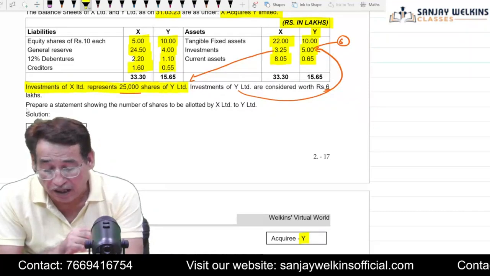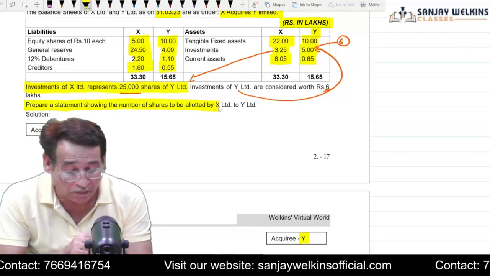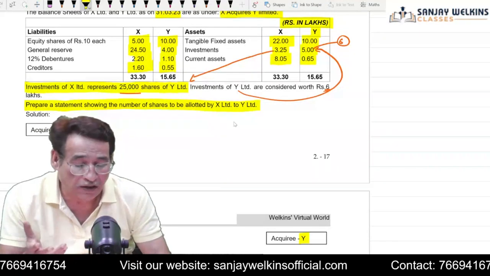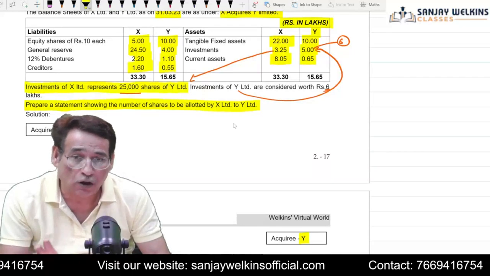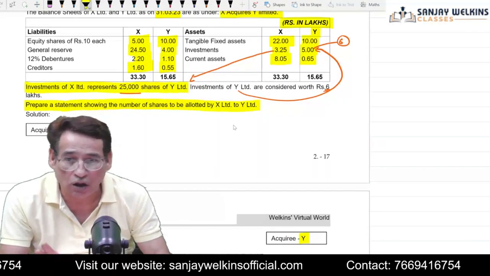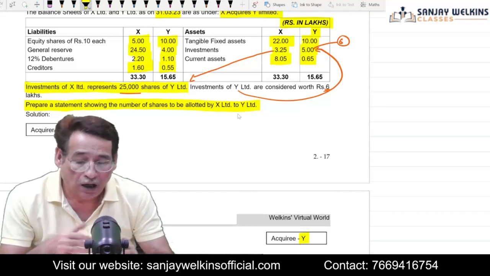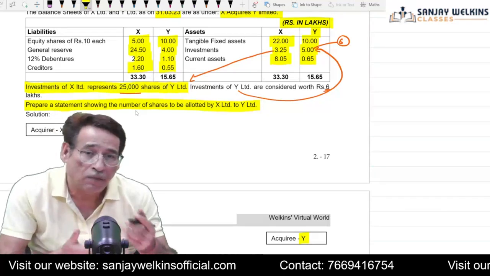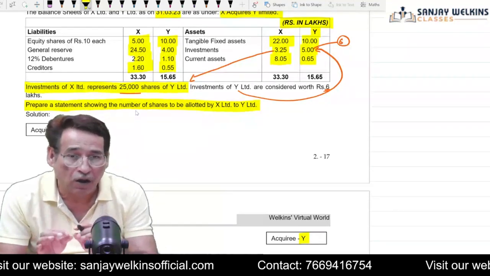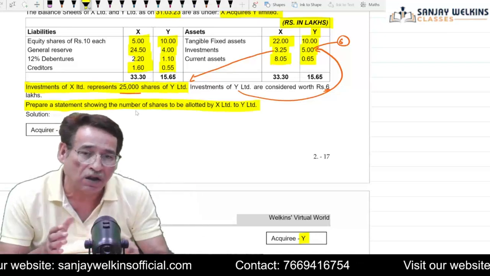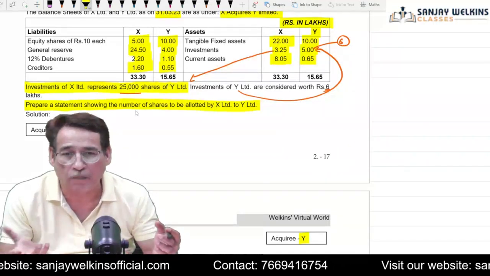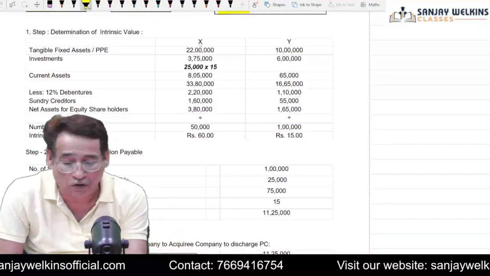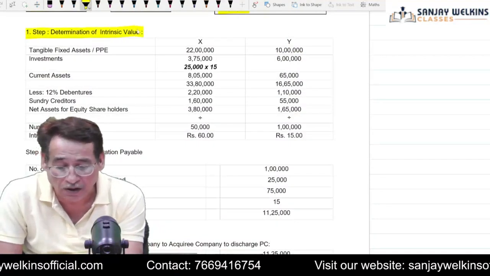Now question is simply asking you to prepare a statement showing the number of shares allotted by X Limited to Y Limited. You can take it from my side. If the question from this particular topic is struck in the examination, you will be asked only to prepare this statement. So how many shares X Limited will have to issue to discharge the consideration for taking over Y Limited? That will be decided by intrinsic value of share. I have already told you. So now as a first step, we need to determine the intrinsic value of the shares.